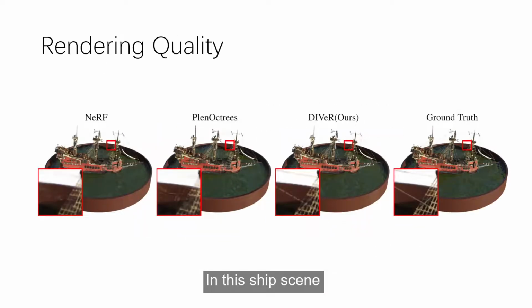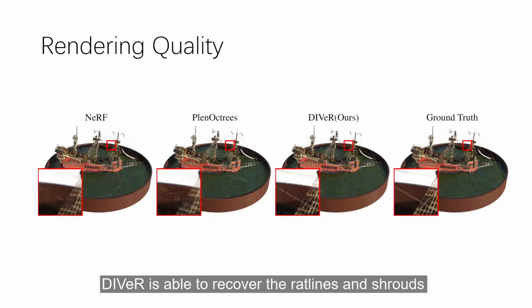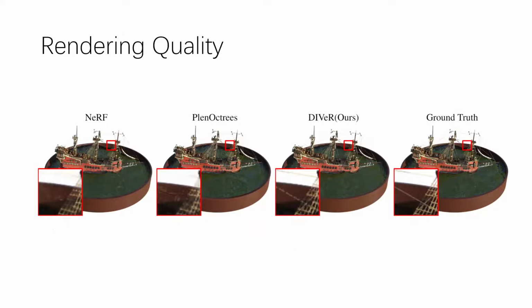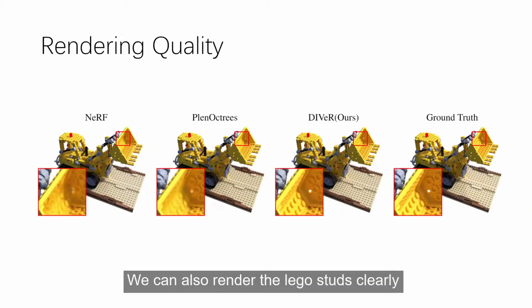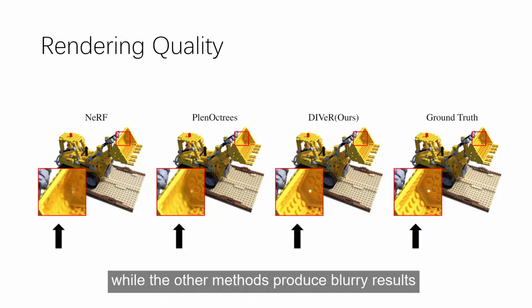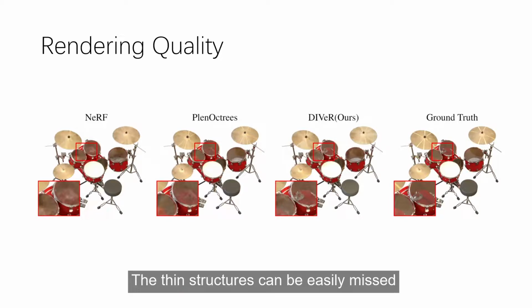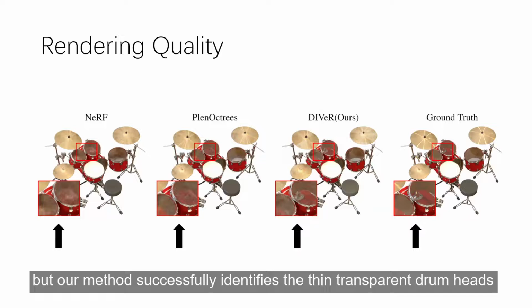In these scenes, DIVeR is able to recover the red lines and shrouds, while some of these structures are missed by other methods. We can also render the Lego studs clearly, while the other methods produce blurry results. The scene structures can be easily missed during the stochastic sampling, but our method successfully identifies the transparent drumheads.